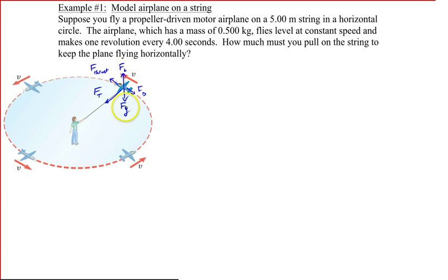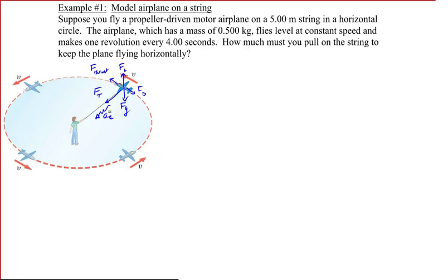Really, the forces along this axis would balance out to be 0 because the plane is not moving up or down in altitude. And the thrust would be equal to the drag because it's not speeding up or slowing down. It's maintaining the same speed. But the object is indeed accelerating, and it's accelerating towards the center of the circle because it's continuously changing its direction. Remember, velocity is a vector. So it's the tension that is providing this net inward force.